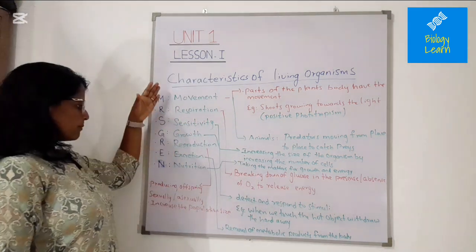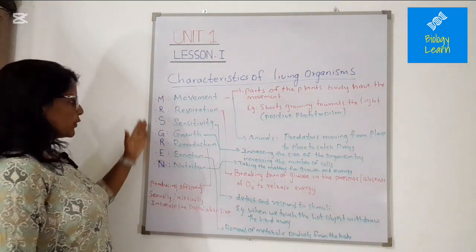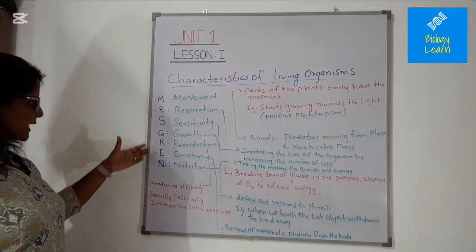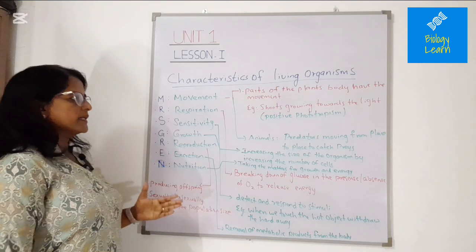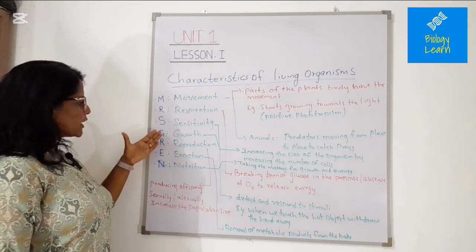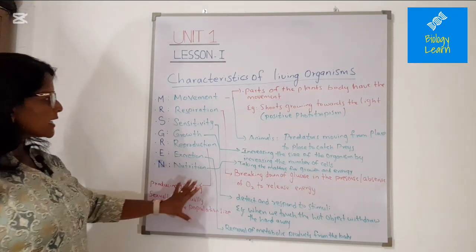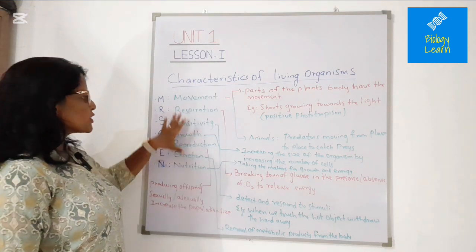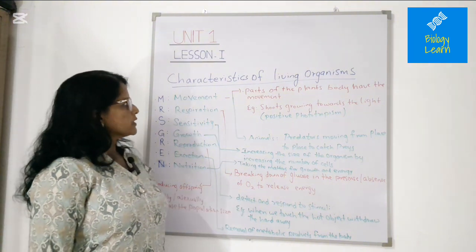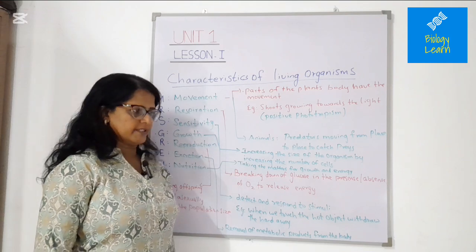So these are the 7 main characteristics that all living organisms have. You can remember these 7 characteristics by Mrs. Green. So what are the 7 main characteristics? They are movement, respiration, sensitivity, growth, reproduction, excretion and nutrition. You have to know the description of each characteristic, which I already wrote here. So that's all about the characteristics of living organisms.